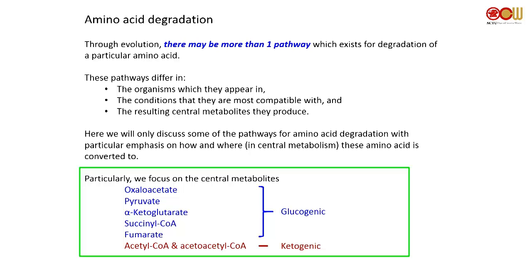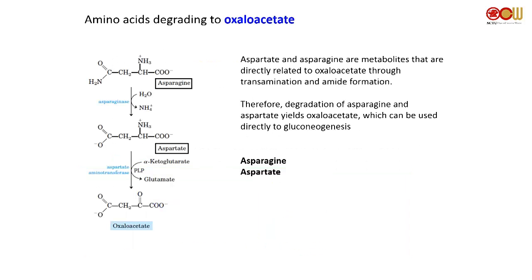Acetyl-CoA, ketogenic, meaning it can only be used for making ketone bodies or fats. You cannot make sugars out of acetyl-CoA. Okay, that you should always remember. So let's start. All right, amino acids degrading to oxaloacetate. You only have two. You have aspartate and asparagine.